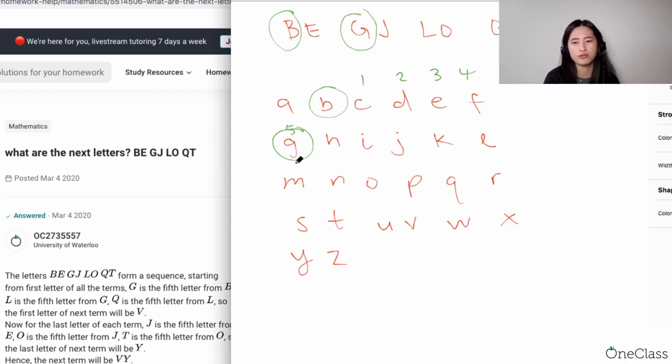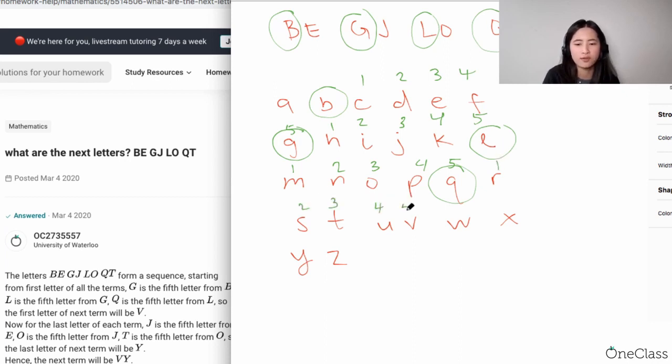How do I know that? If you continue on, you're going to see the pattern for L and for Q. Count again, 1, 2, 3, 4, 5, and the next letter is L. So the pattern is you start from B, count 5, and get G. After G, you count 1 to 5 again and get L. Count another 5, and you get Q. That's how you get the first letter. Count again, 1, 2, 3, 4, 5, and you get V. So the next one is V.